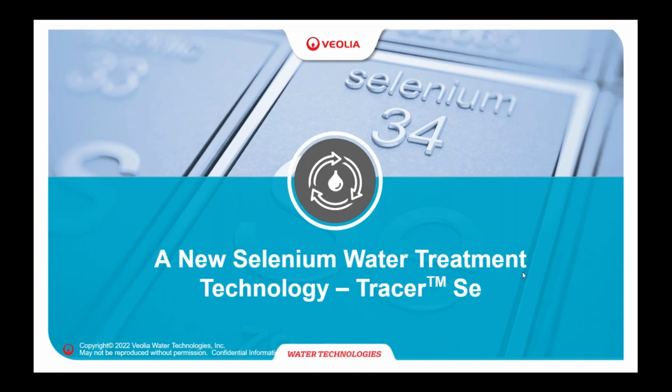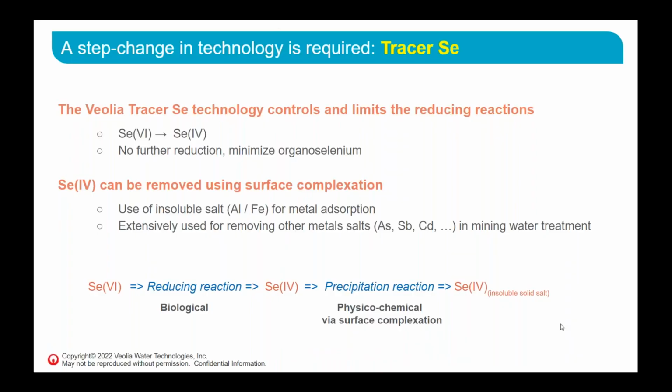Thank you, Mark. It was really interesting. So, hi, I'm Miriam de la Durante. I will take over for the Tracer Selenium application more specifically. The main goal of the Tracer SC technology is to reduce the selenate to selenite and to stop there. So no further reduction, no production of elemental selenium, or as little as we can, which will minimize the organoselenium production.